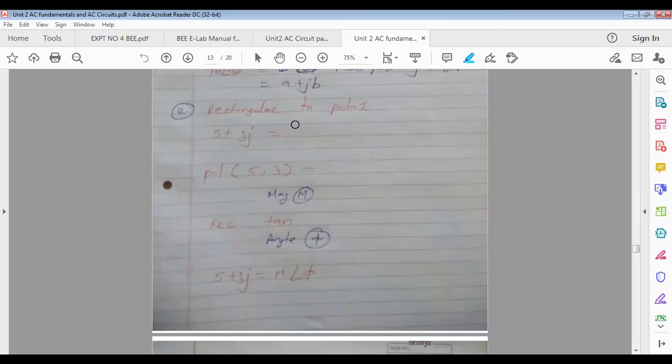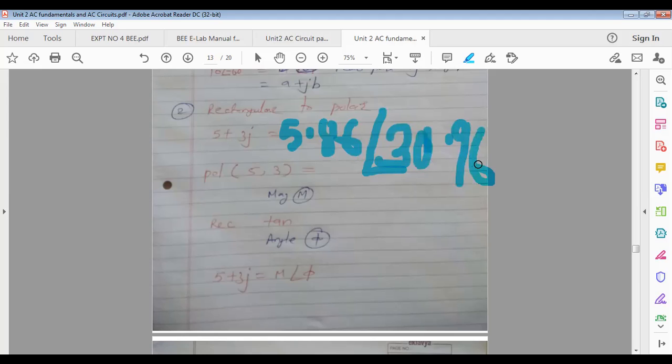So what was the answer? 5.86, isn't it? And plus 30.96 degree. Now can you tell me here what it does? Same if this calculator is not allowed. Suppose you appeared for the NPTEL exam and only a basic calculator is there, with plus, minus, sine, cos, tan options.